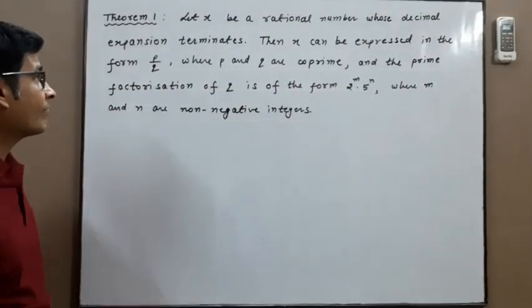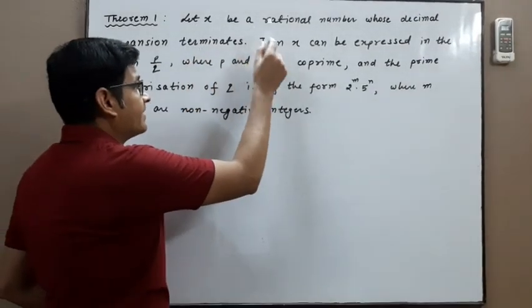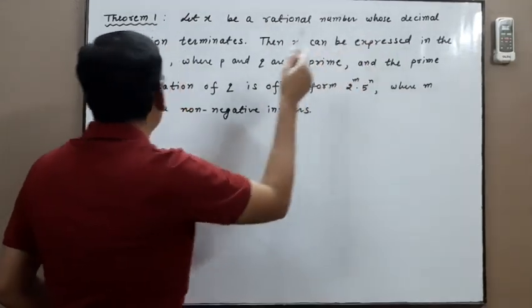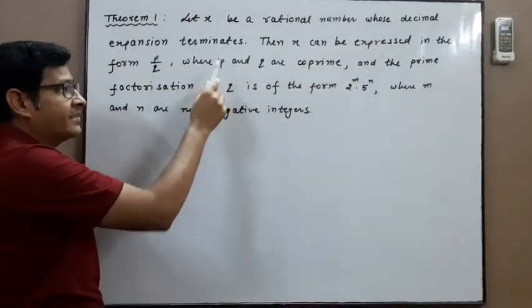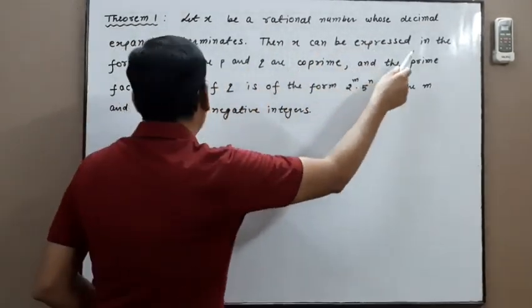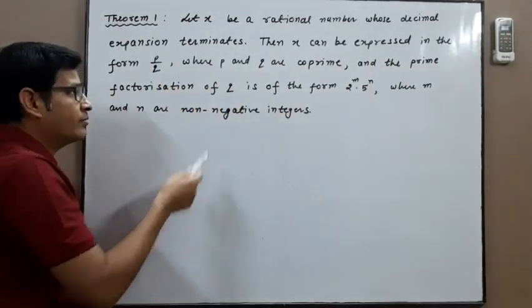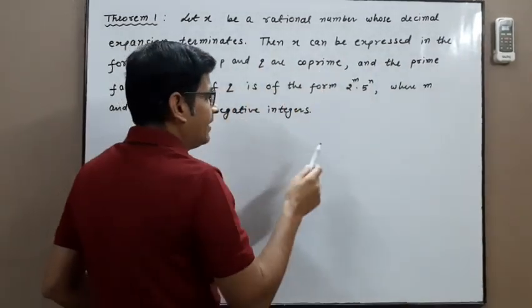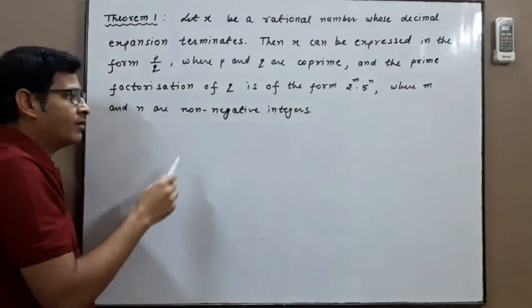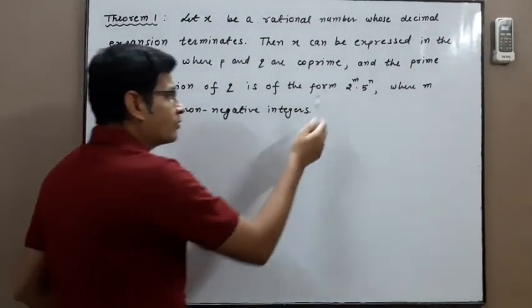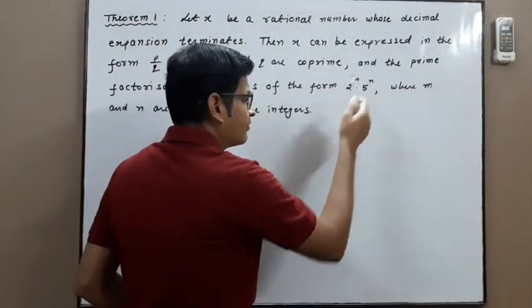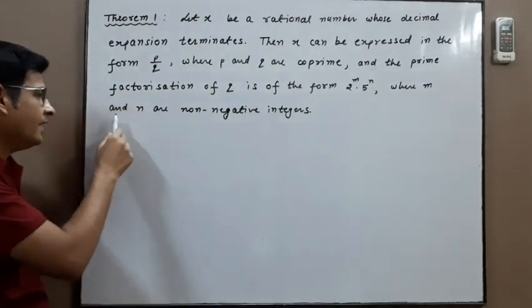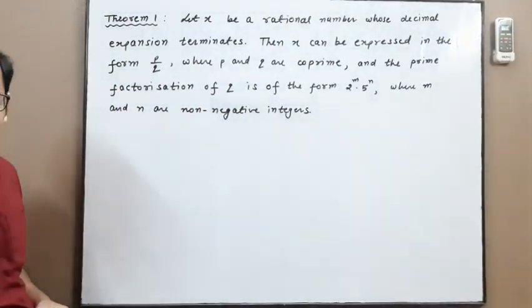Theorem 1. Let x be a rational number whose decimal expansion terminates. Then x can be expressed in the form p by q where p and q are co-prime and the prime factorization of q is of the form 2 raised to the power m into 5 raised to the power n, where m and n are non-negative integers.